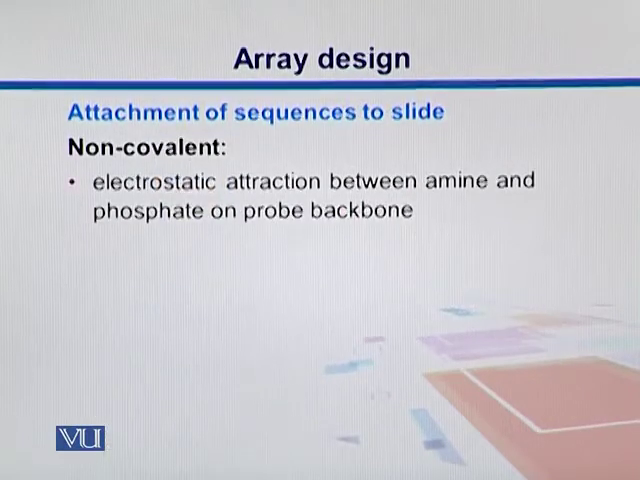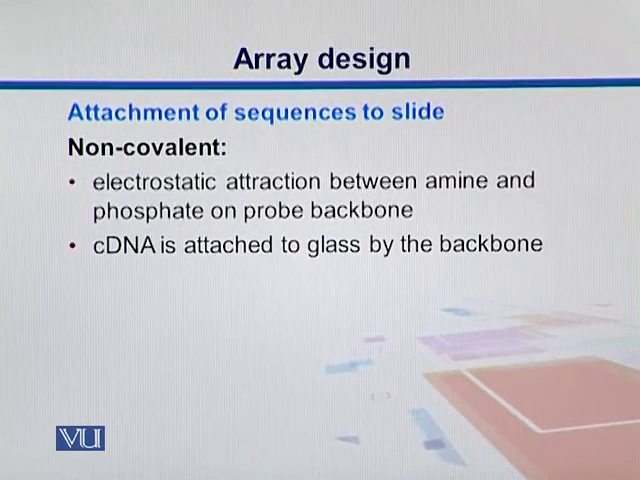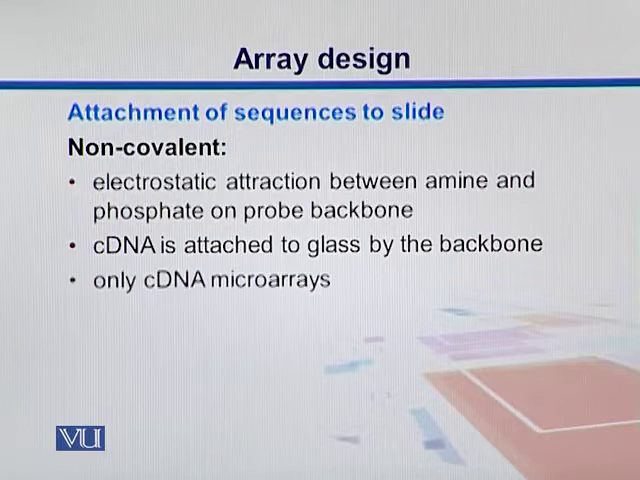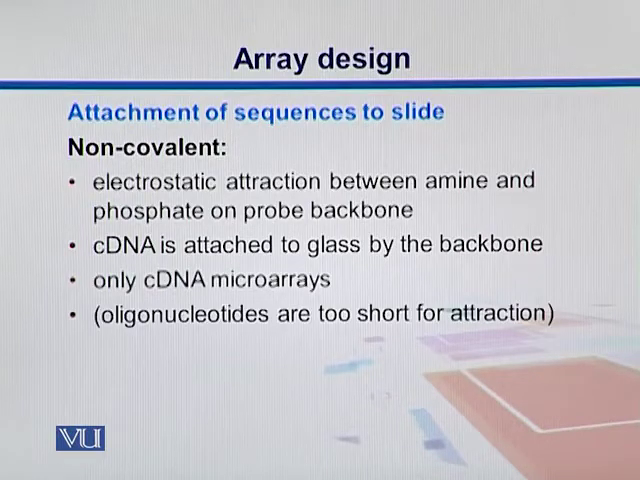In non-covalent attachments, we can have electrostatic attraction between the amine and the phosphate on the probe's backbone. A cDNA is attached to the glass by the backbone, and this happens only in cDNA microarrays. Oligonucleotides are too short for this kind of interaction, so if you want to use a backbone, you must have a long backbone.